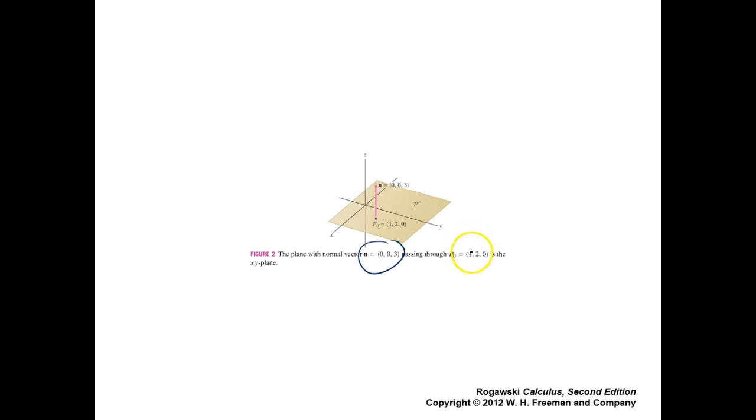It passes through the point 1, 2, 0. Well, that's down on the base, okay? Because z is equal to 0. So it's 1 on x, 2 on y, and 0 on z. So there's your point P0, okay?